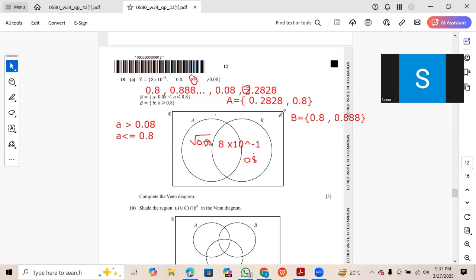This number was not included in any one, no? Yes, because A was greater than that number, and in B also this was not included. So the number which is not included in both, we will write here outside the Venn diagram, outside these two circles. So 8% will be here, because this is not included in both sets. So this is all about this question. Is this clear? Yes. Okay, now write this down if needed.